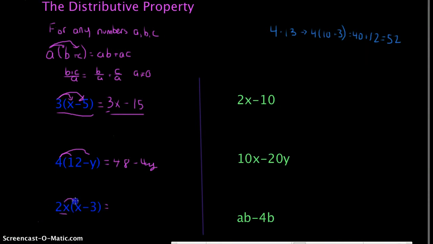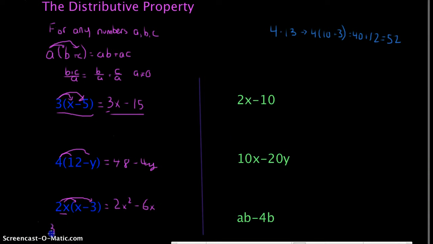2x times x, right? So I have an x times x, which is an x squared, and a 2, so this becomes 2x squared. And then, 2x times 3. Now, since I'm multiplying, I don't have to worry about like terms. I just multiply. So 2 times 3 is 6, so this is minus 6x. Okay, now that I have this, I've thought of one more example that I want to show you.